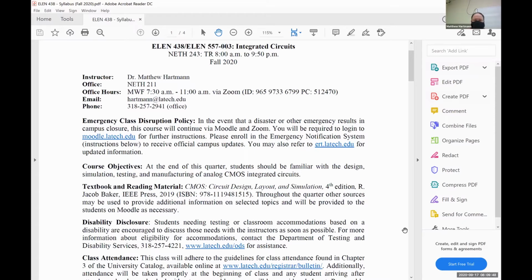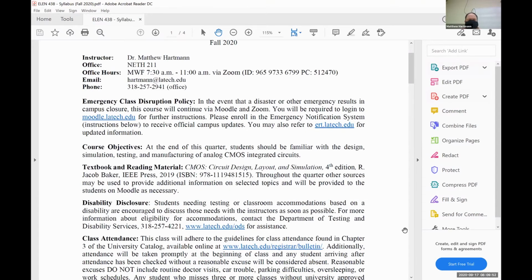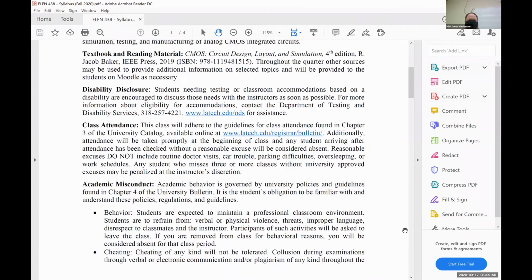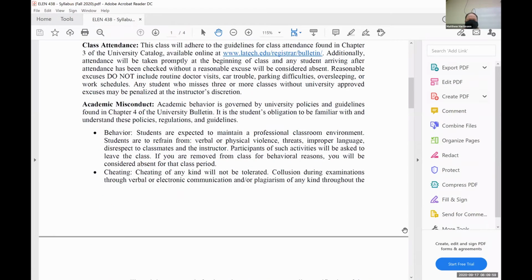All right, let's see. Disability disclosure, that's pretty much boilerplate. Class attendance is pretty much boilerplate. Academic misconduct, don't cheat.